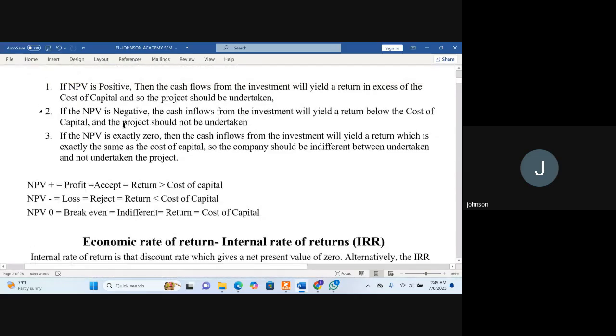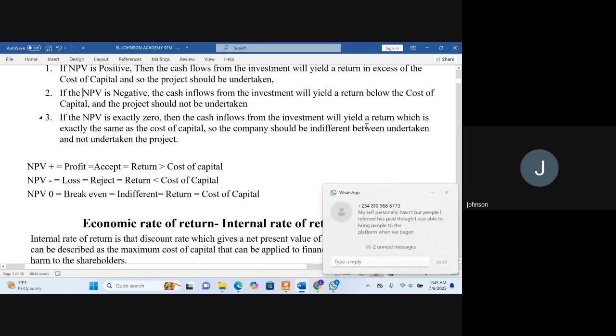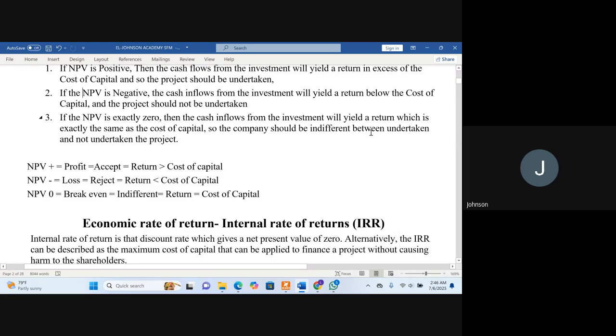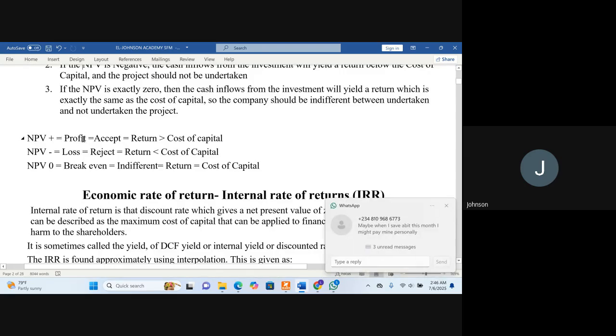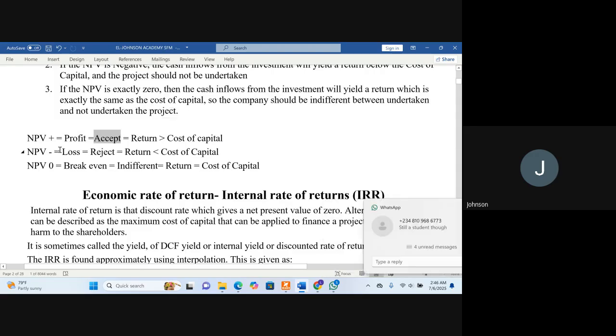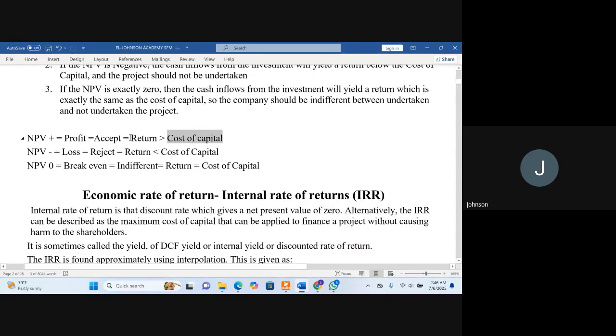Then the last one, if your NPV is equal to zero, then the cash inflows from the investment will yield a return which is exactly the same as the cost of capital. So the company should be indifferent between undertaking and not undertaking the project. So this is what I've explained here. When your NPV is positive, you are making a profit. Therefore, since you are making a profit, you should accept the project. When your NPV is positive, at that rate, the cost of capital that you use for the project is lower than your IRR. So this is your return. Your return is greater than your cost of capital.